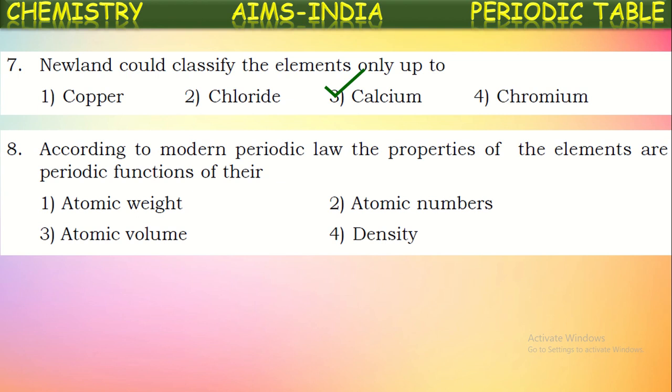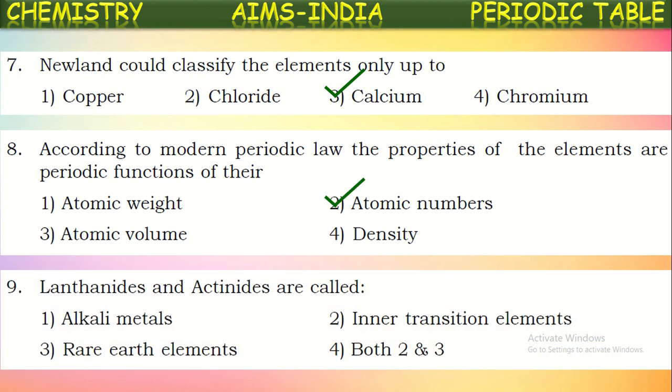Next one. According to the modern periodic law, the properties of the elements are periodic functions of their atomic numbers. Till Mendeleev, previous scientists believed the properties of the elements are periodic functions of their atomic weights, which we call Mendeleev's periodic law. But in the modern periodic law, atomic number is considered instead of atomic weight for classifying the elements. So the law is given as: the physical and chemical properties of the elements are periodic functions of their atomic numbers. Okay, atomic numbers.